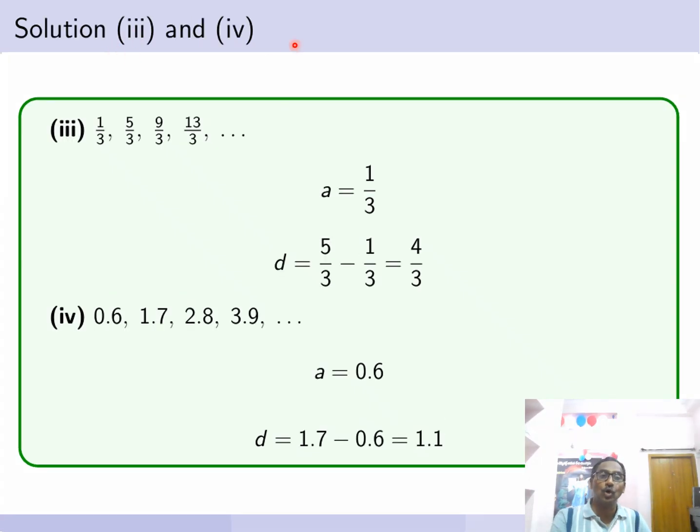Solution for third and fourth. So this is an arithmetic progression. A equal to 1 by 3, D equal to 5 by 3 minus 1 by 3, that is equal to 4 by 3. So A equal to 0.6, D equal to 1.7 minus 0.6, that is 1.1.